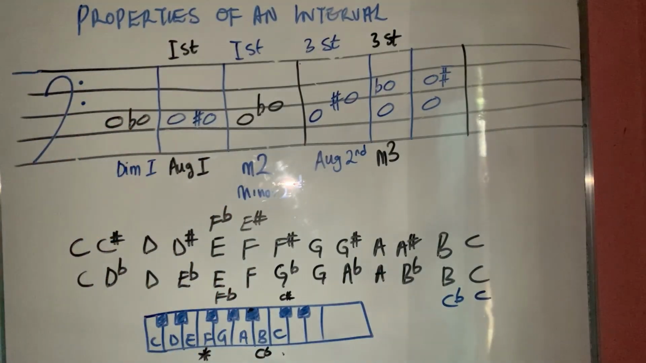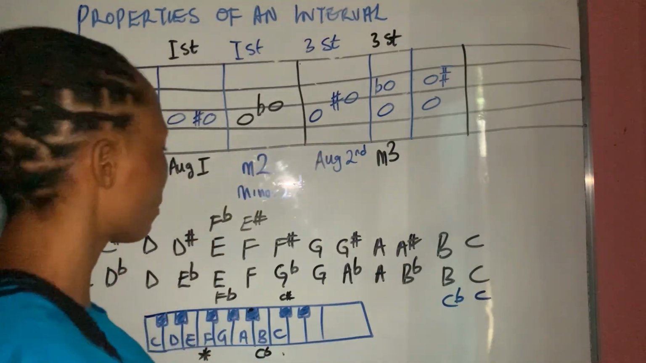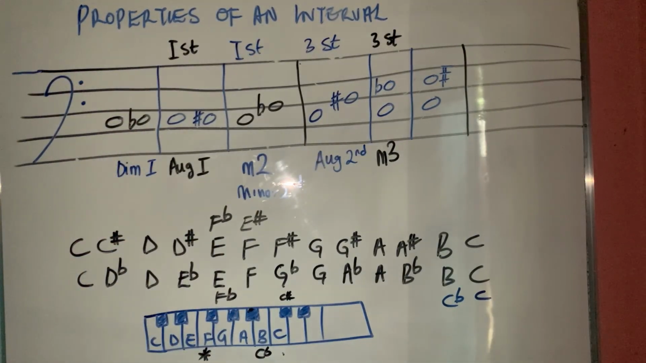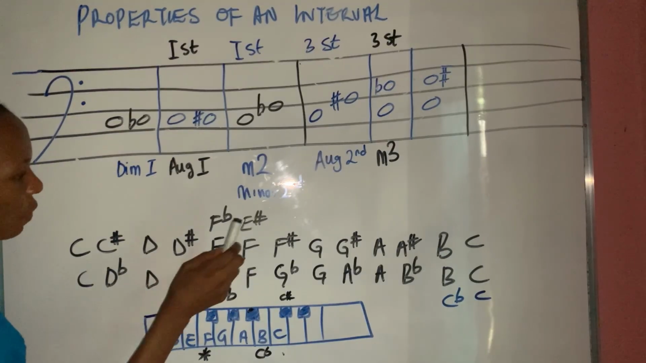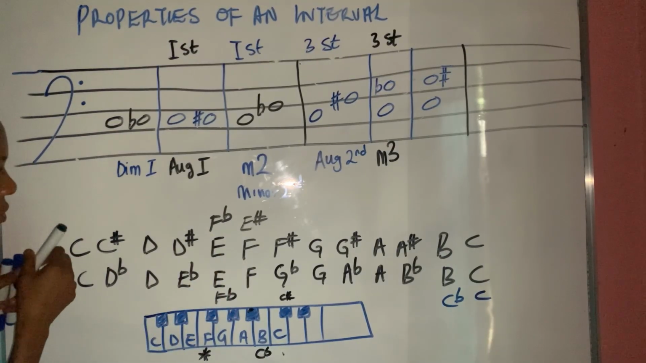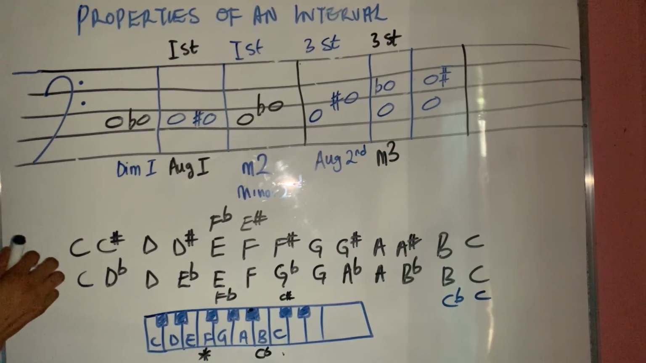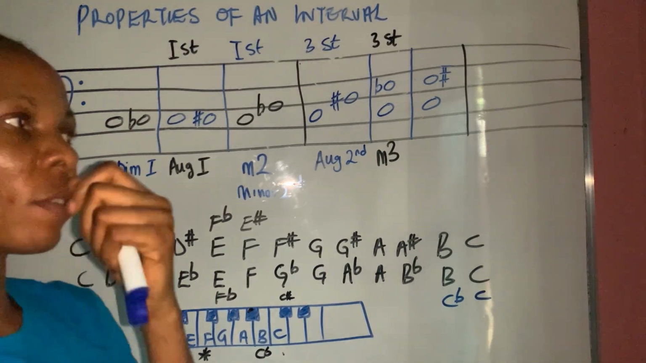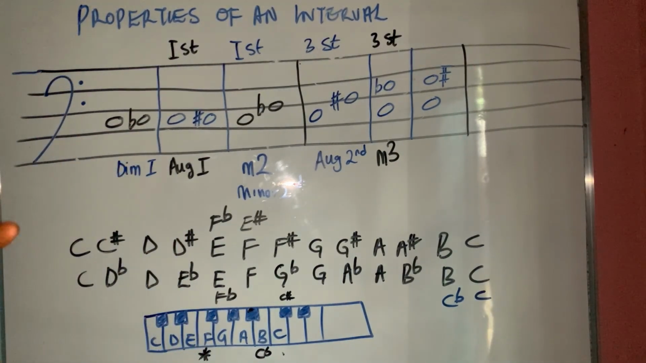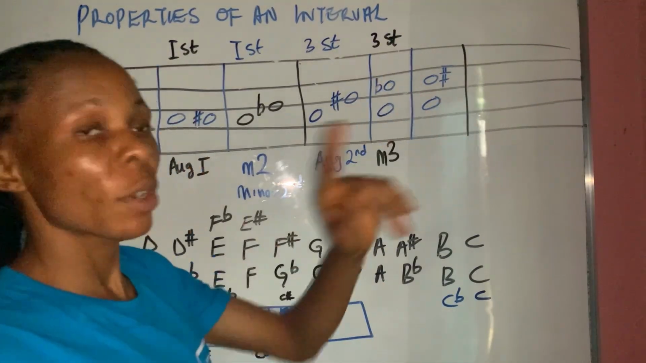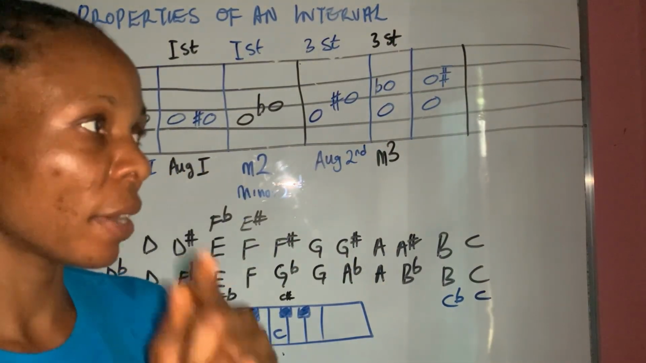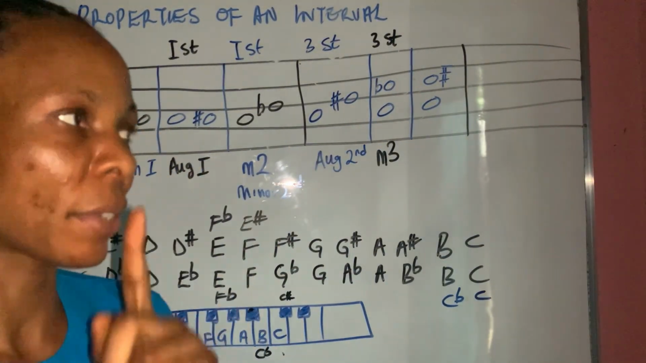So what's C to E sharp? Let's see how many semitones are involved. 1, 2, 3, 4, 5 semitones are involved in E sharp. Remember how many semitones were involved in C to F? Still 5. C to F was called a perfect fourth, consisting of 5 semitones.